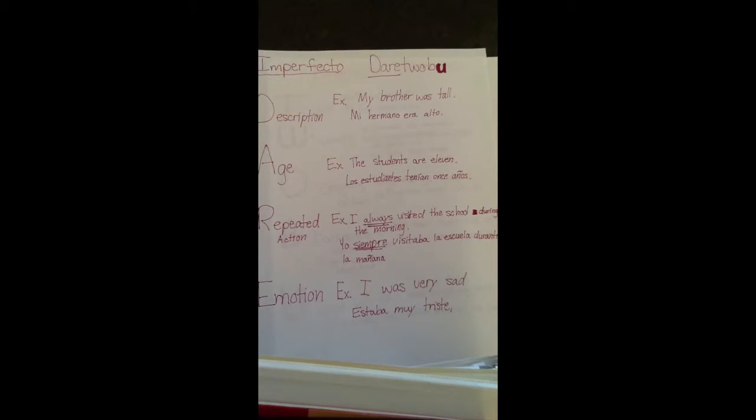The D stands for description. An example of this in English would be: my brother was tall. In Spanish that would be: mi hermano era alto. The A stands for age. An example would be: the students were 11, or in Spanish: los estudiantes tenían 11 años.